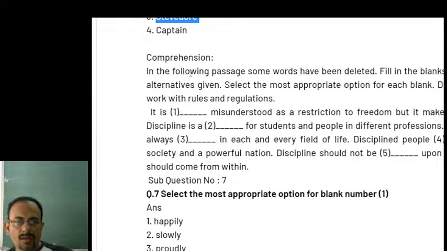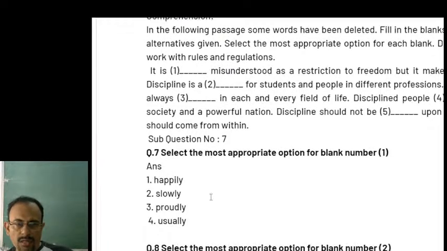Next, you see here, there is a passage where a lot of blanks have been left out, and alternatives are given. You have to select the appropriate words from the alternatives given here. It is dash misunderstood as a restriction to freedom. Happily, slowly, proudly, usually. So what do you think should be the appropriate word for blank number one? It is dash misunderstood as a restriction to freedom, but it makes our life organized.